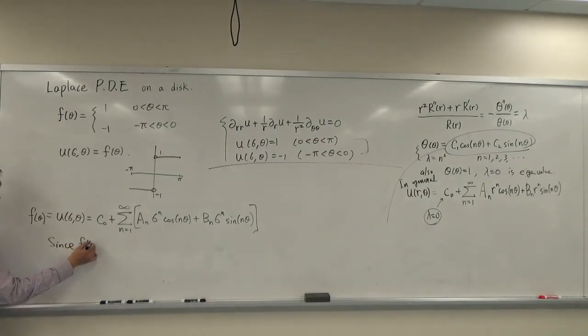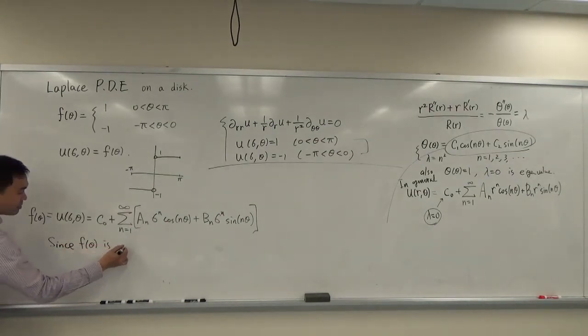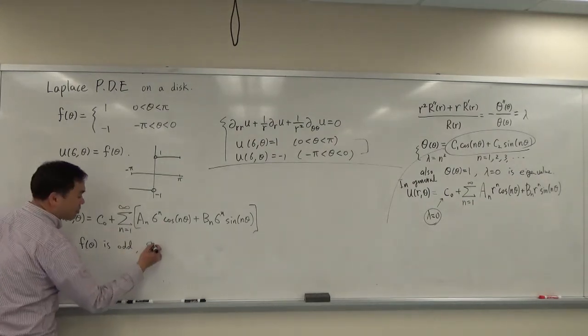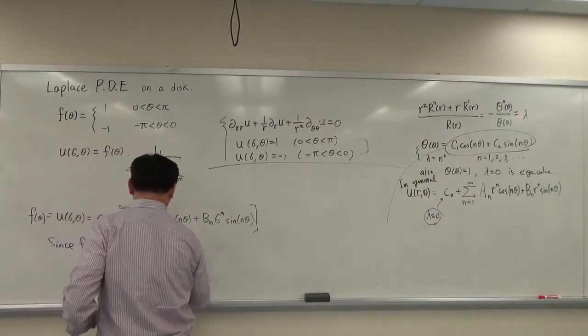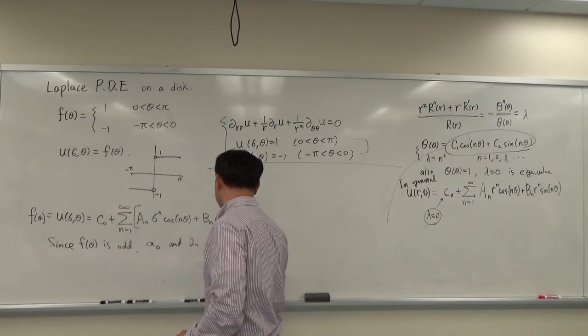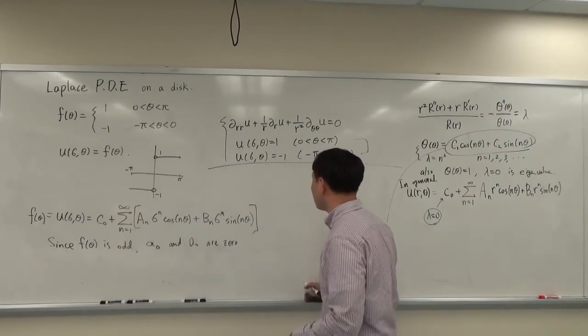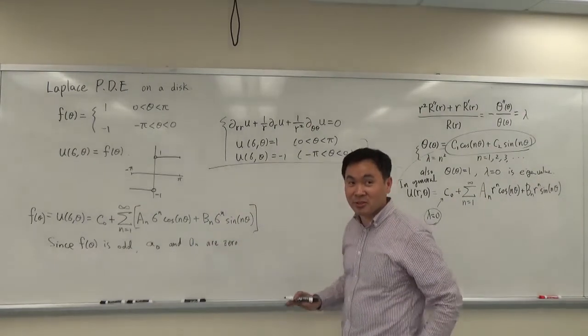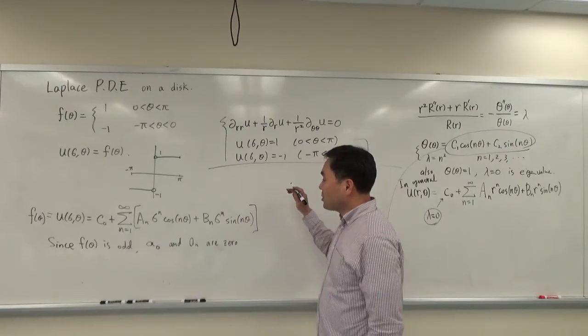Since f of theta is odd, what are zeros? C0. Yeah, so a0 in the formula, and an are 0. Okay, so that's going to save us some time, thankfully.